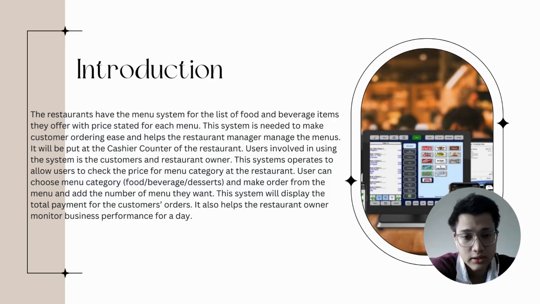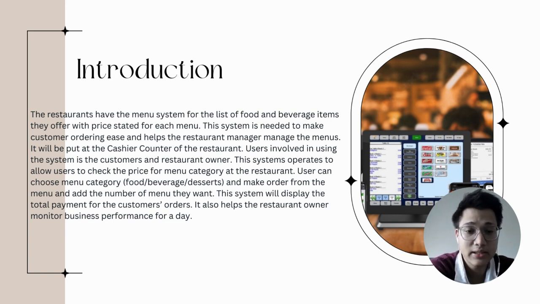For the introduction, the restaurant used a menu system to show the list of food they serve along with the price for each item. Customers need this approach to make it easy to place their order, and it helps the restaurant boss keep track of this list. And it will be put at the restaurant cash register. Customer and the business owner are the ones who use the method. This method works so that people can see how much each food item costs at the place.